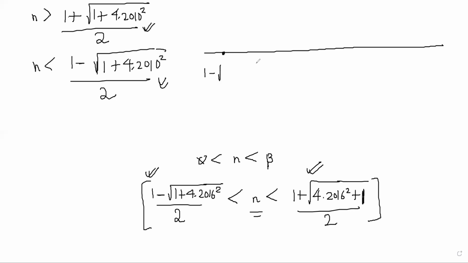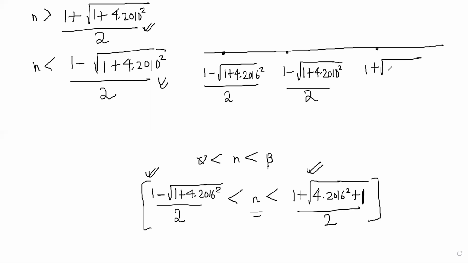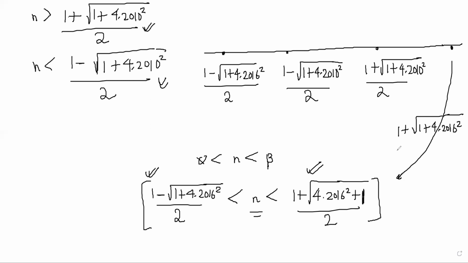So this is (1 minus root over 1 plus 4 into 2016 square) by 2. The third largest number will be this one: (1 minus root over 1 plus 4 into 2010 square) by 2. Then the next number is (1 plus root over 1 plus 4 into 2010 square) by 2. And the last number is this one: (1 plus root over 1 plus 4 into 2016 square) by 2, right? Okay, now very easy. Now we just have to satisfy all of those conditions, right?